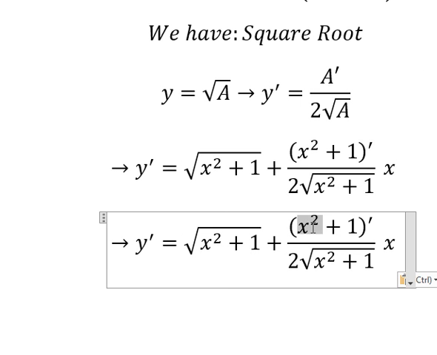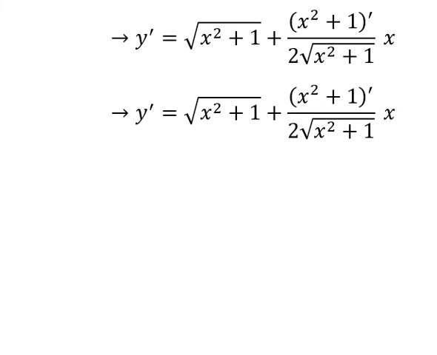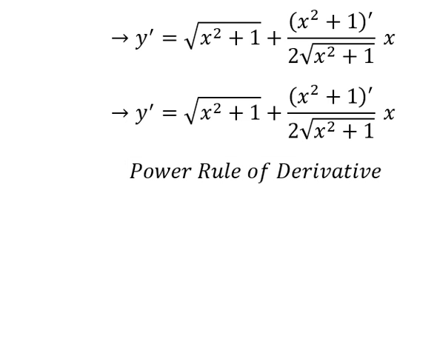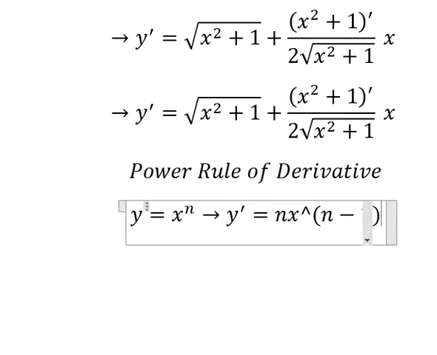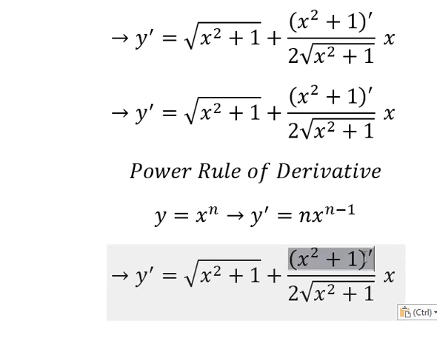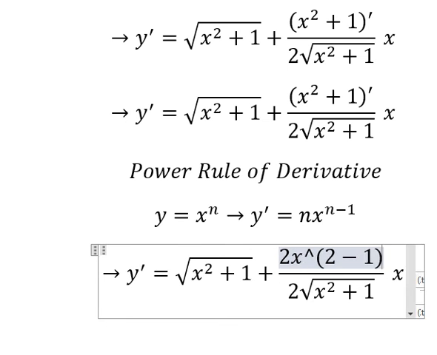First derivative of s squared, we have the formula in here. We can use the power rule of derivative. So we have y equals s to the power of n. So we have n s to the power of n minus 1. So for this one we have 2s to the power of 2 minus 1.